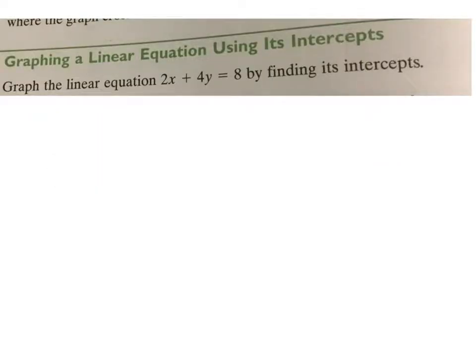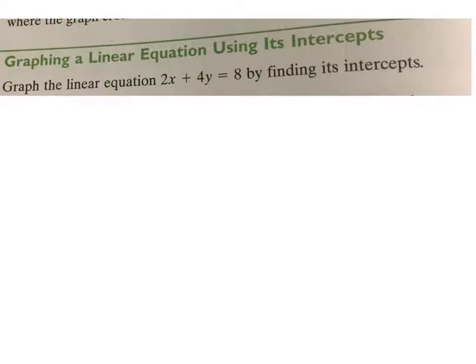Now I'm looking at Example 8. We've got an equation that's in standard form. Standard form means the x and y are on the same side, and the A term is positive. But that's not what we're concerned with at the moment. It tells me to graph this equation by finding its intercepts.